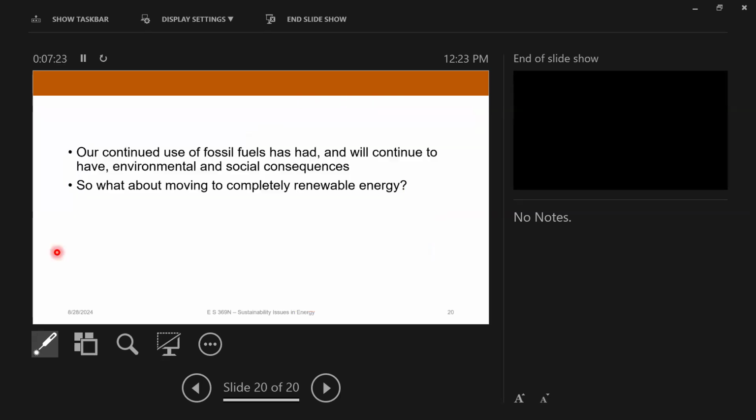So that's another aspect of that. The upshot of this second part is that our continued use of fossil fuels has had and will continue to have environmental and social consequences. And so what about just moving to completely renewable energy? Just say, okay, no more fossil fuels, let's just do renewable energy. Then what? That's going to be the next topic that we'll talk about. Okay.